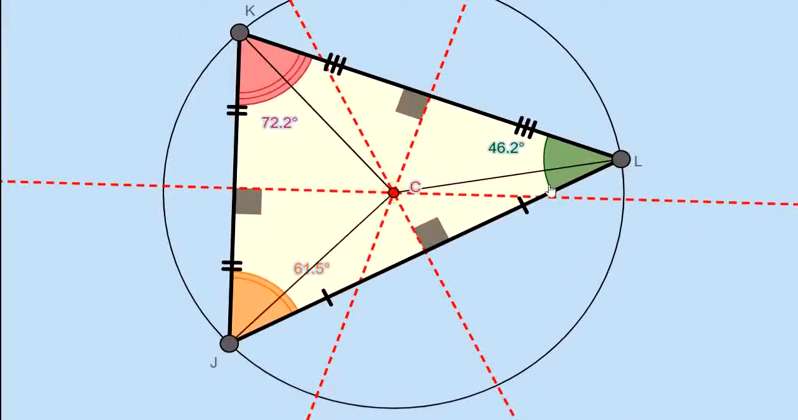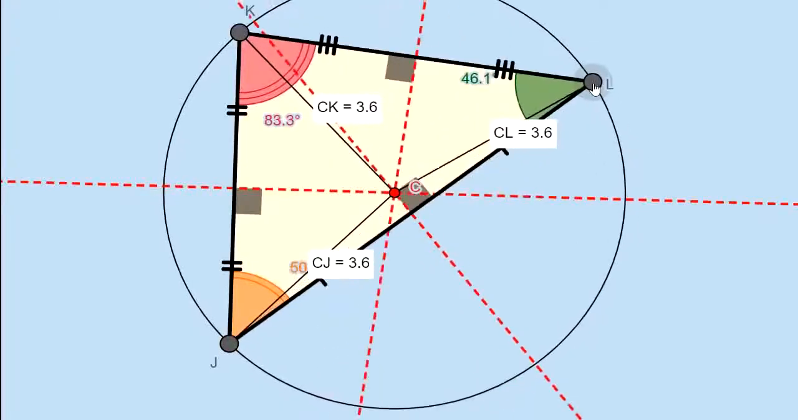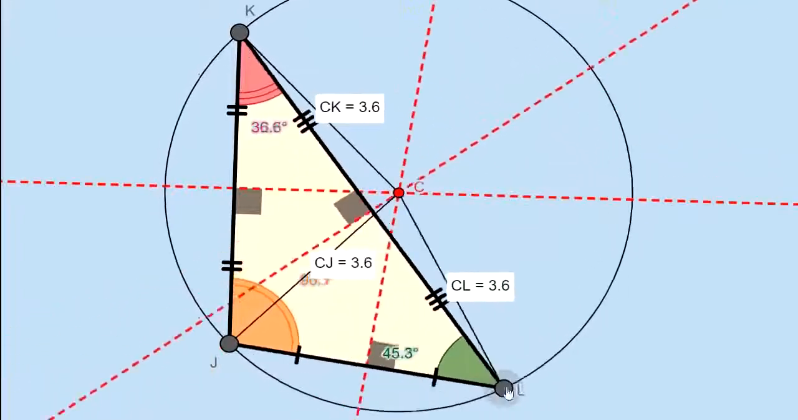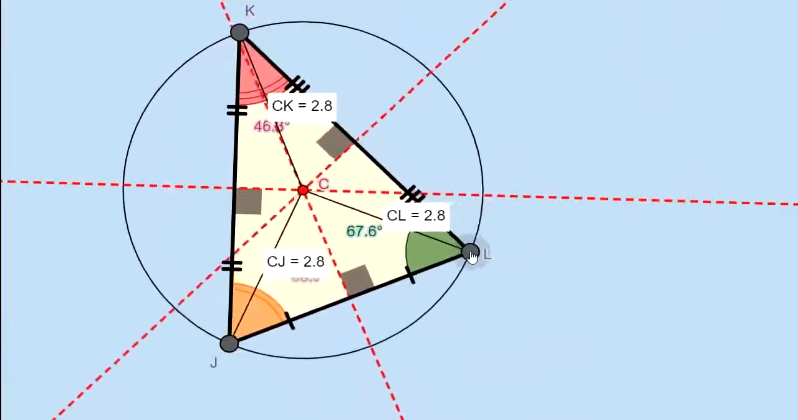And then consequently, the circumcenter is equidistant to every vertex. Because it touches the corners of the circle, those are going to be radii, so each one of those distances are going to be the same.